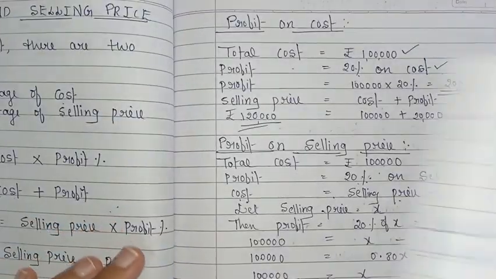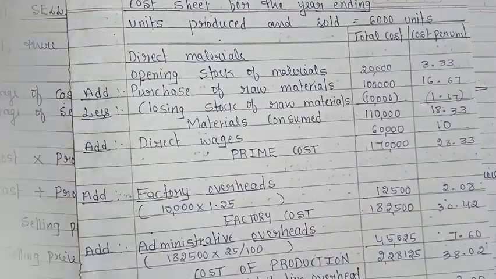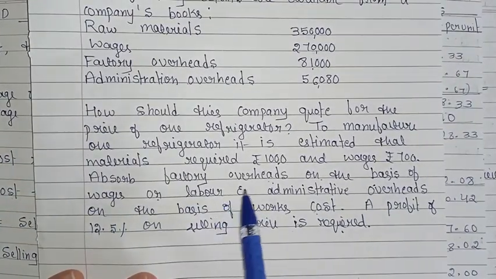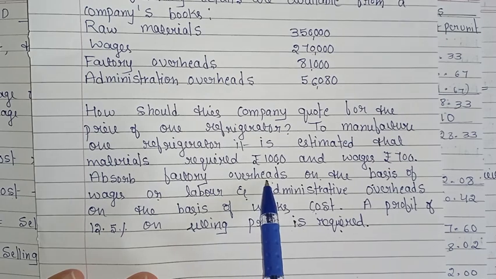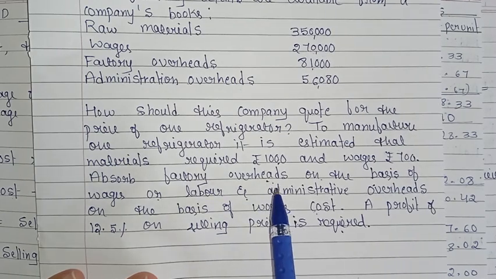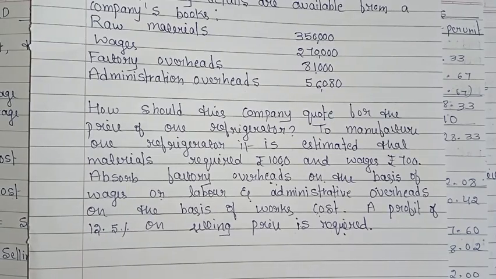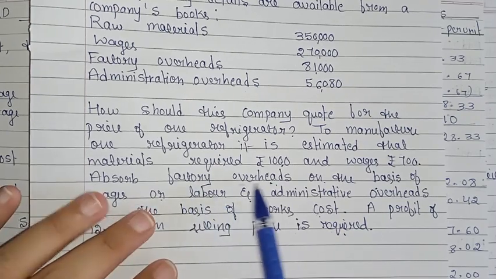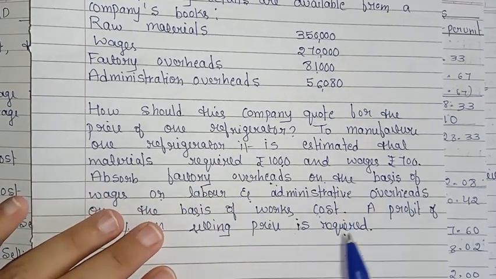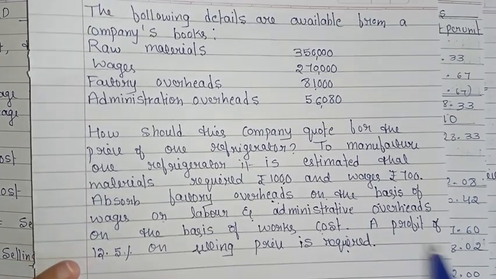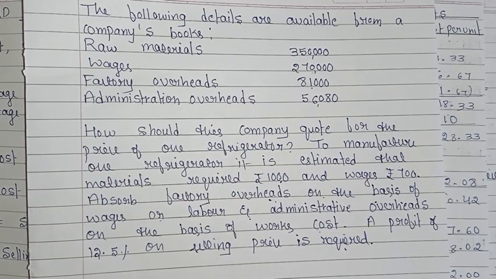Sometimes in the problem, while preparing the estimated cost sheet, they will not provide on which basis we have to calculate the factory overheads or administrative overheads and selling and distribution overheads. Then we have to assume and write down the note at the end of the problem. Here we have absorbed factory overheads on the basis of wages or administrative overheads on the basis of works cost. Okay, like that we have to write down the note at the end of the problem.